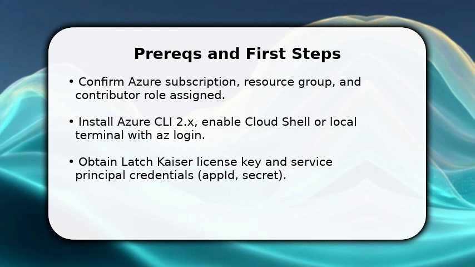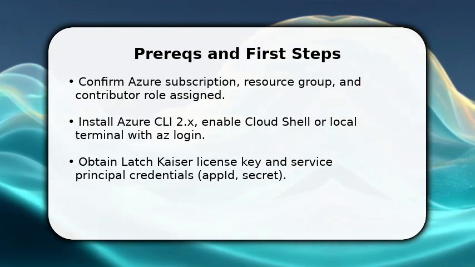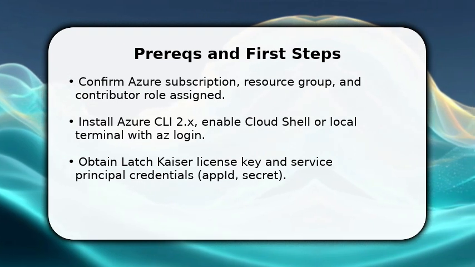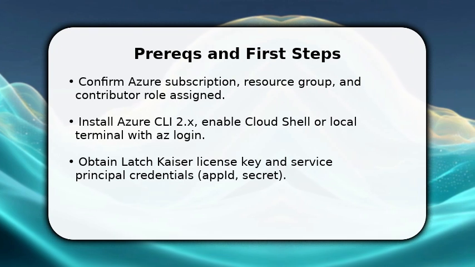Next, create or locate a service principal and secure the Latch Kaiser license key. You need the App ID and secret to automate provisioning. These steps prevent permission and licensing errors later.